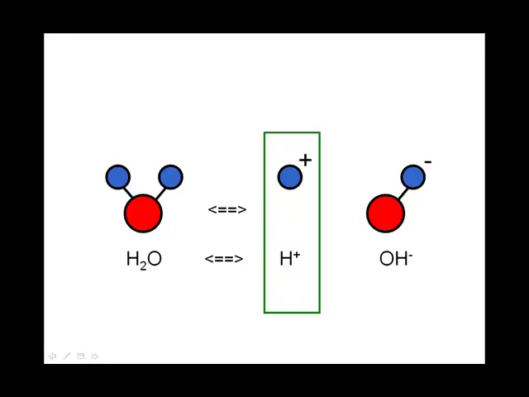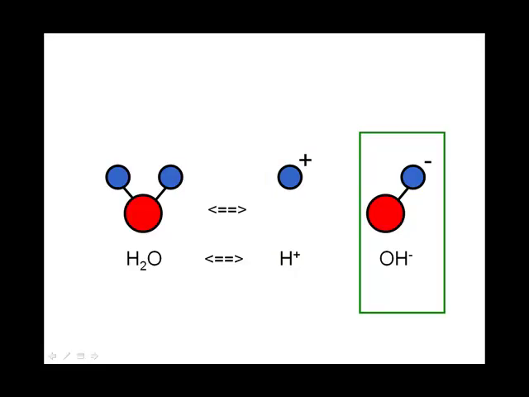So for example, if we had a pH of 5, we would have an acidic solution where we have a higher concentration of protons, H+, than we do of OH-. If we have a pH of, for example, 9, we have a basic solution with more OH- than H+.